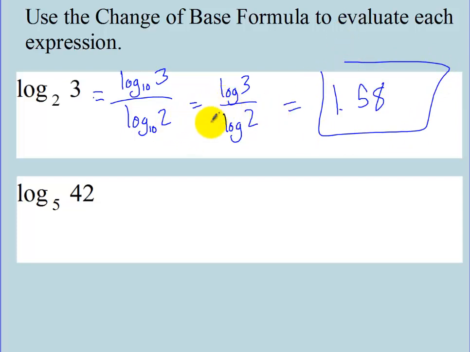If your calculator only has ln, natural log, like a TI-89, you could have done natural log of 3 over natural log of 2, and that'll still give you the same thing, 1.58. It's kind of cool. Okay, so let's try this one.